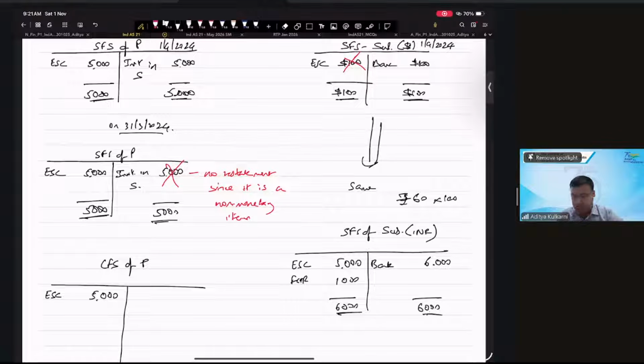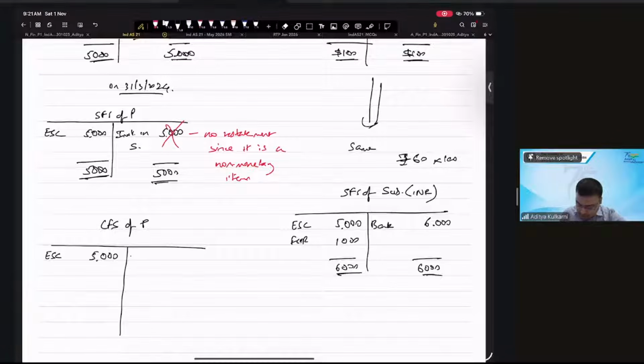Are you able to understand everyone? So when I consolidate, the bank will flow into the CFS at 6,000 and I will be having an FCTR of 1,000 in the consolidated reserves. Are we able to understand this? Yes. Are we able to understand?